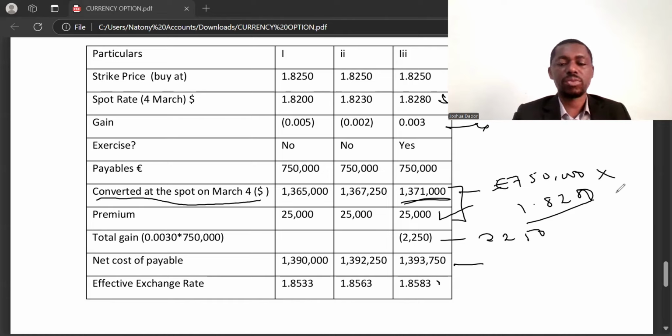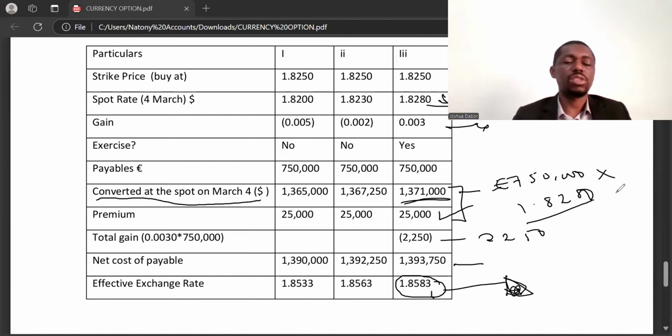The effective exchange rate will now be 1.8583. But had the company not entered any of these contracts at all, this is what the effective exchange rate would have been: 1.8280, which would have been much better than 1.85.